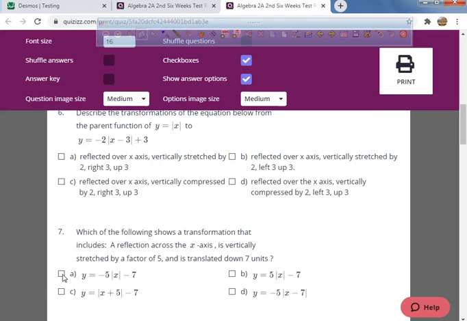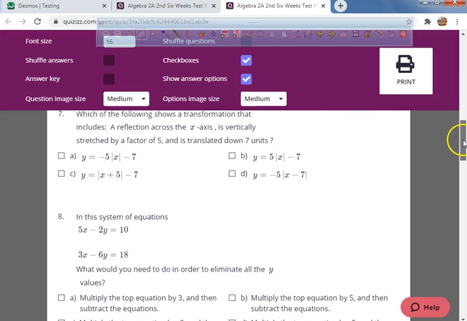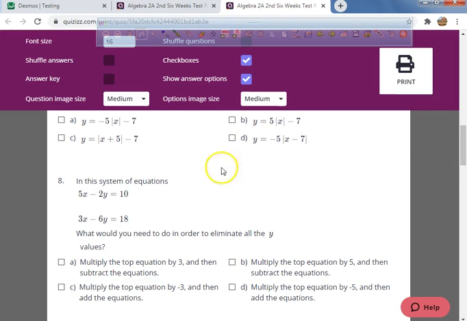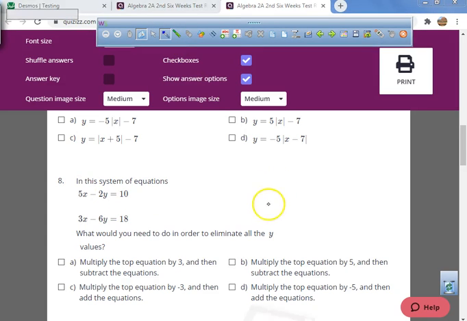Okay, so I'm not making you write it down because we already did one that had a lot more transformations. I just went over that with you, okay? Okay, so check this out. Right now, it says, what would you need to do in order to eliminate all the what values? All the y values. So I want you guys to write this one down because this type of question is going to be on the test.